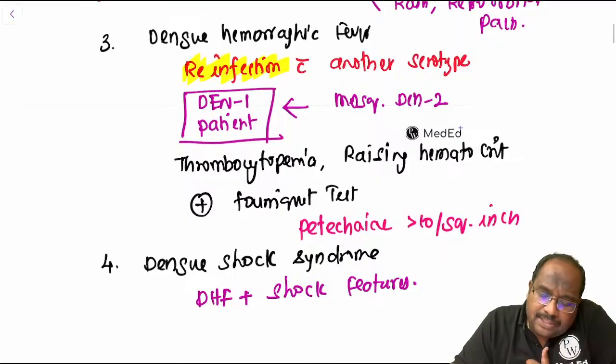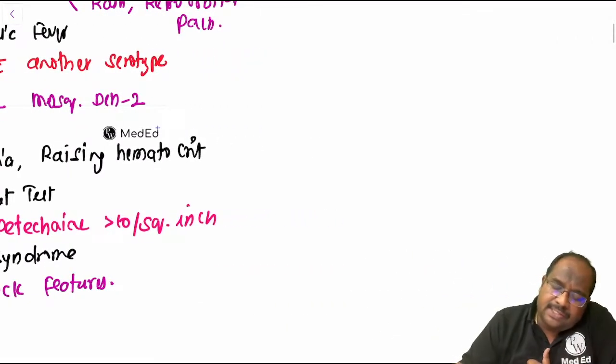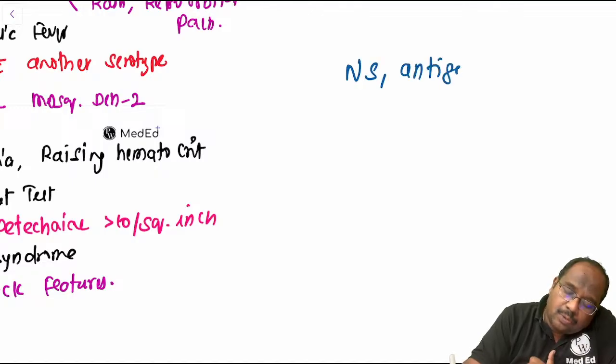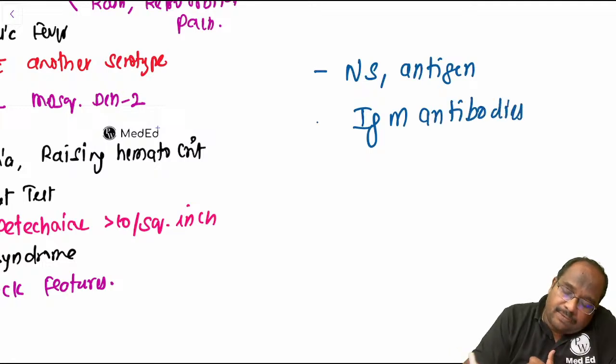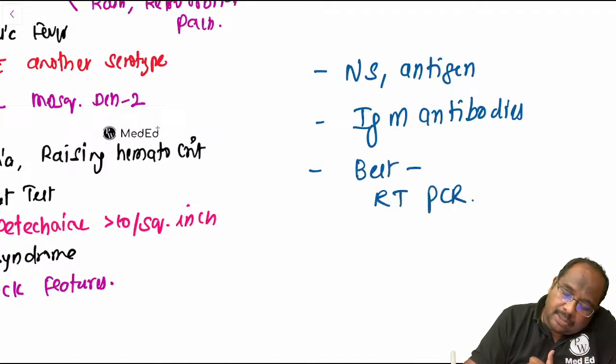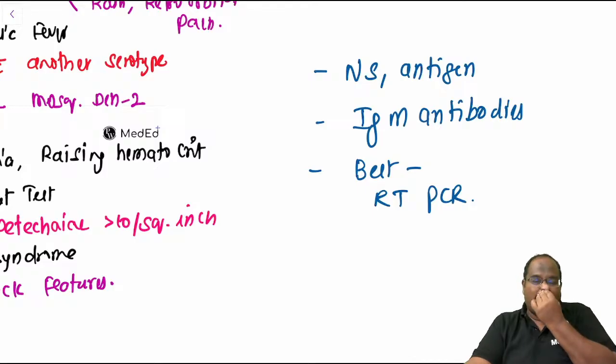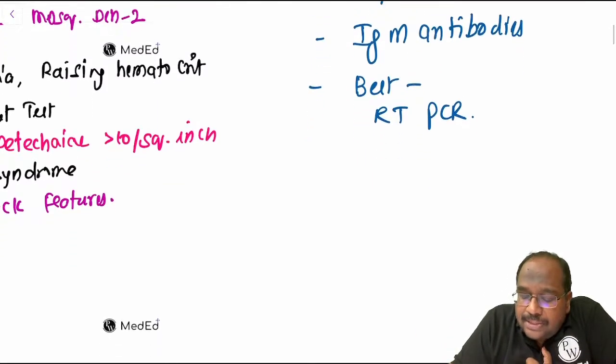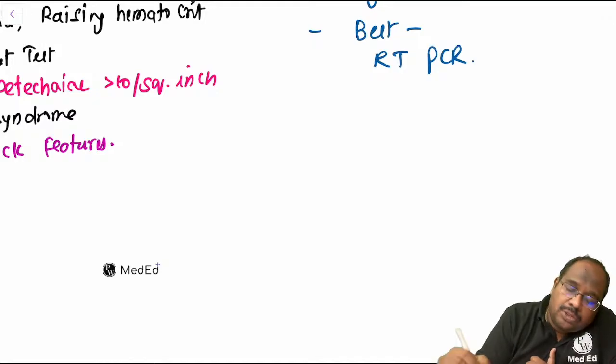Now, how will you confirm it's a case of dengue? We have various investigations. In early fever you can do NS1 antigen. You will look for IgM antibodies after 6 or more days of fever. And the best investigation is RT-PCR. What is the treatment here? There is no specific treatment.